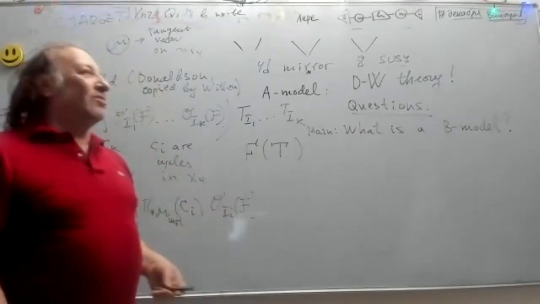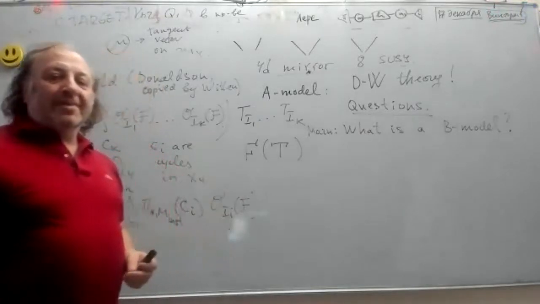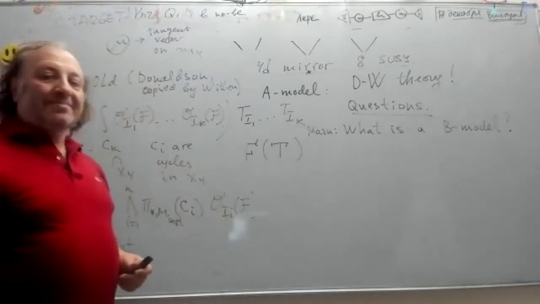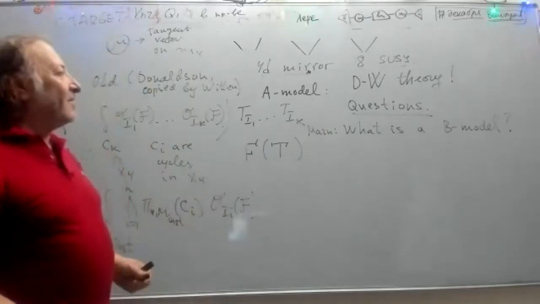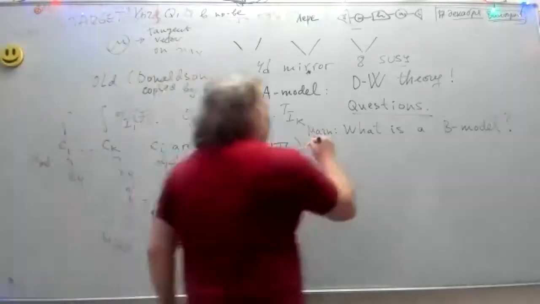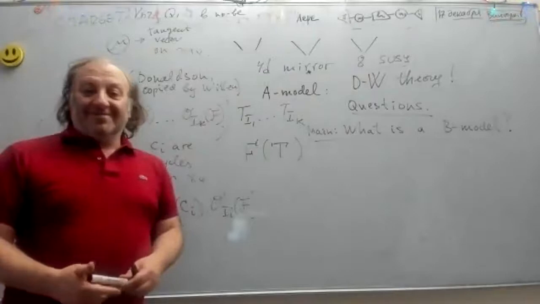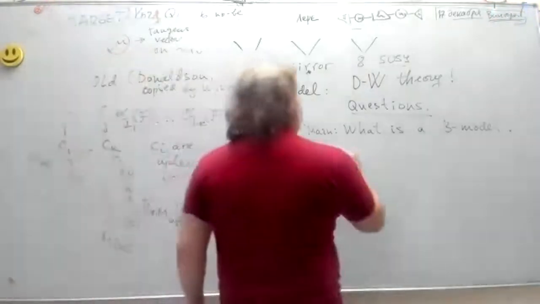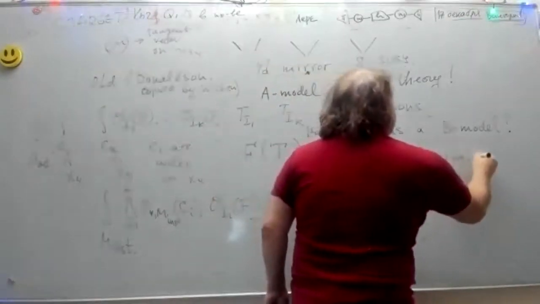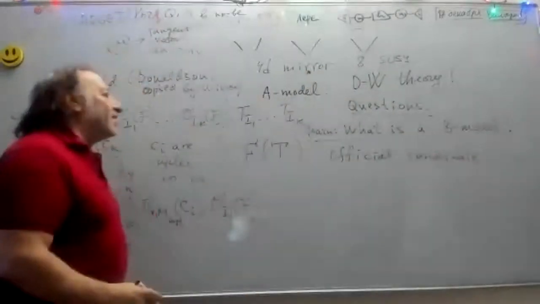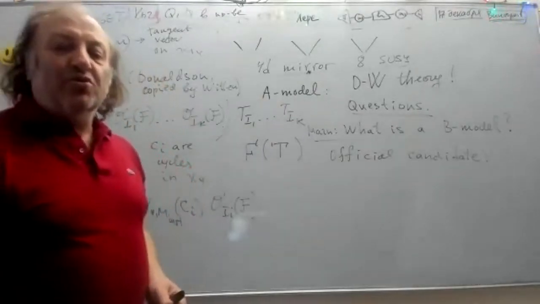If you are not young, you'll get something. So it's between Fields prize and Abel prize. But would you be young, it's a Fields prize for sure. What is a B model? And there are related questions. What is the main question? And there is also official candidate, okay? And the official candidate is something unusual, something that you would not expect.